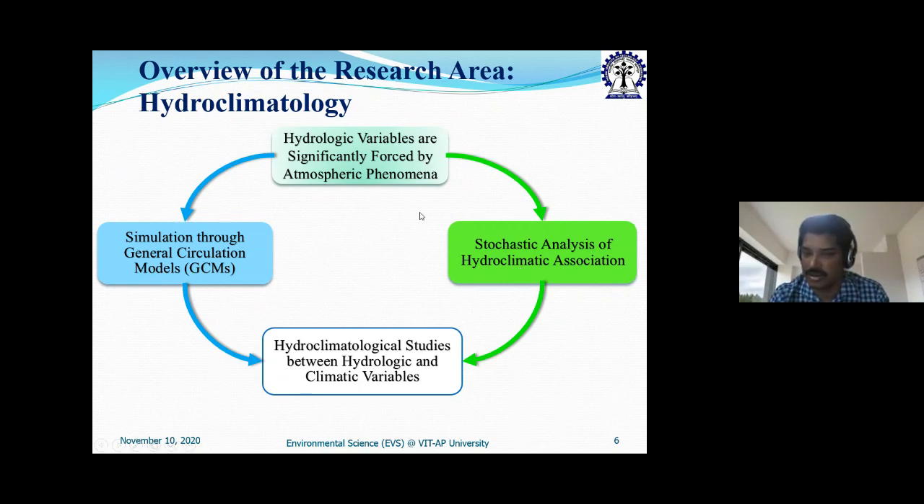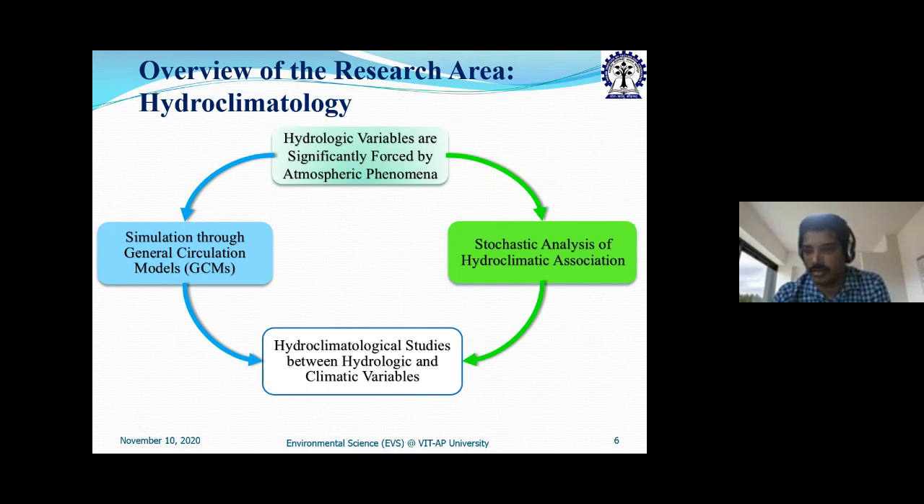This hydroclimatic association is generally handled through some stochastic analysis. Stochastic analysis means this association is modeled through some analysis. And why is it stochastic? Because there are lots of uncertainties, so it is not a deterministic model kind of thing.